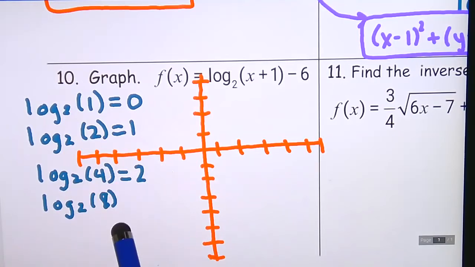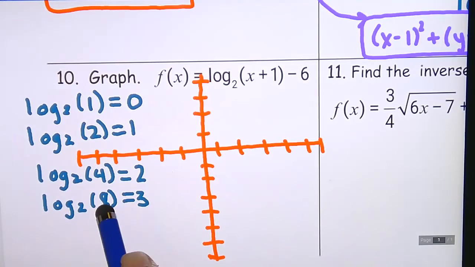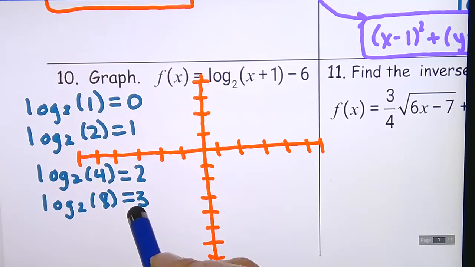2 squared is 4. Log base 2 of 8 is 3 because 2 cubed is 8. These are the values I'm going to be thinking about.